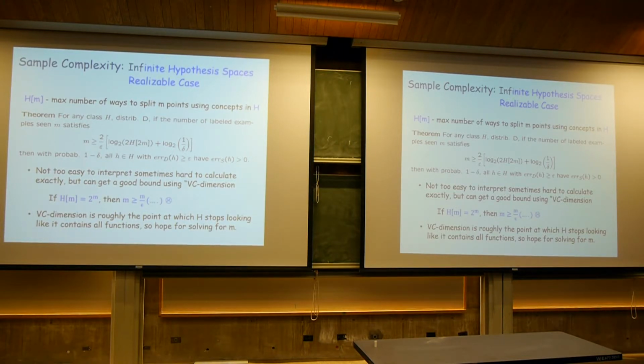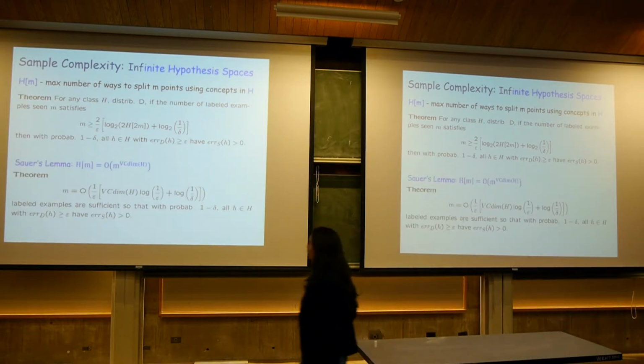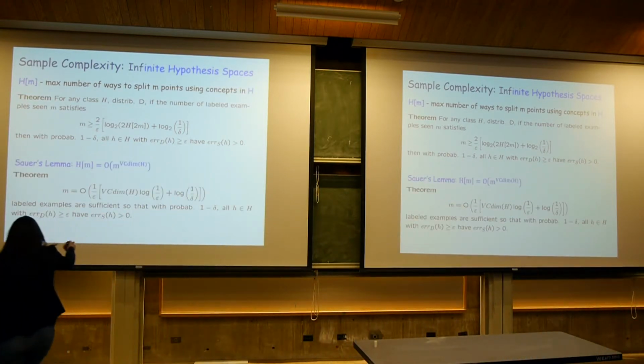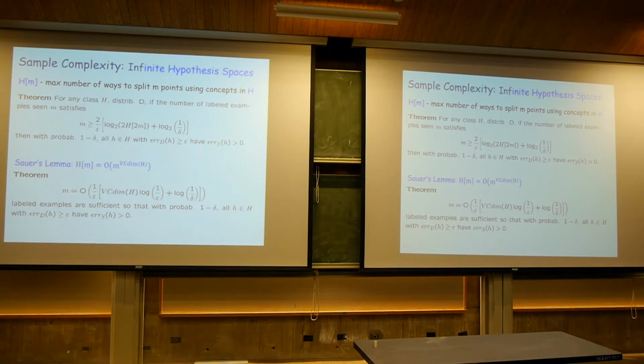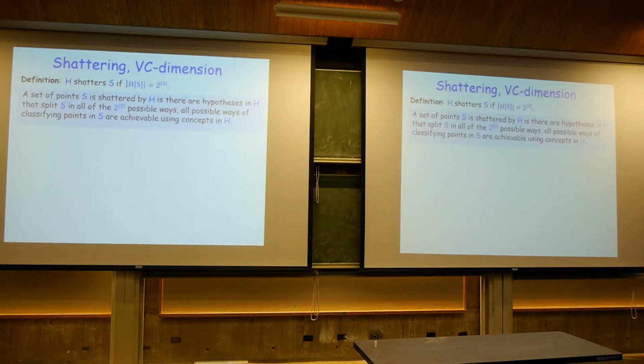And this is exactly what the VC dimension of the concept class captures. It captures exactly the point at which my hypothesis space H stops looking like it contains all functions. And so in that case, I have a hope to solve for this and to get a meaningful bound here. Okay, cool. It turns out that there is a VC dimension, and it will help us clean the bound. So what is VC dimension?